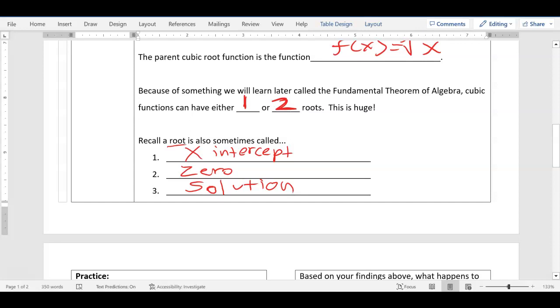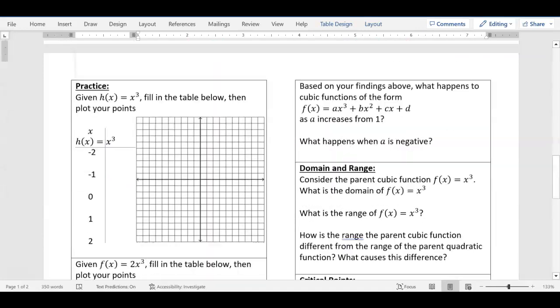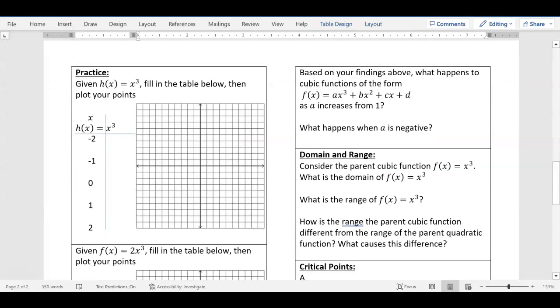Now, on the back, this is exactly what we had on our warm-up, so I'm just going to fill this in. From our warm-up, we know this is -8, -1, 0, 1, 8. This is our parent function, x cubed.